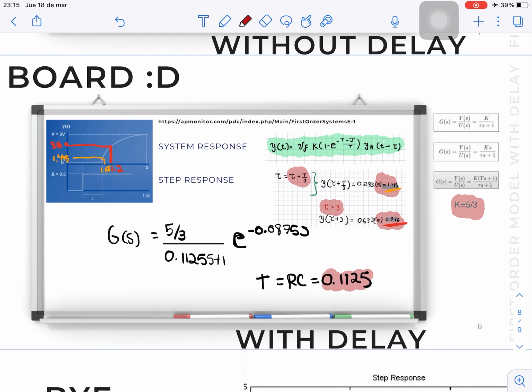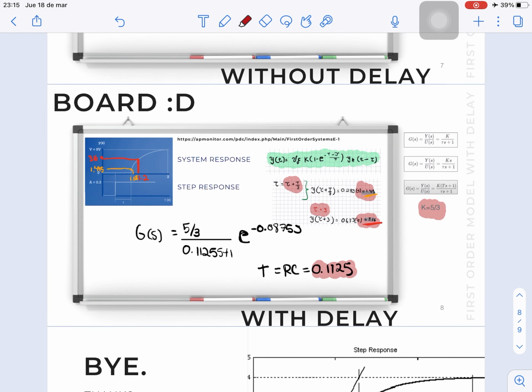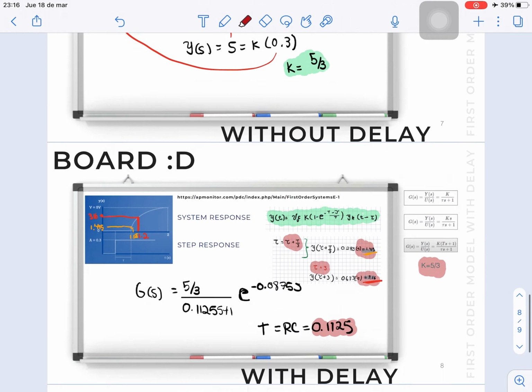So there we have it. This is the way of how you adapt a first order model with delay and with no delay.